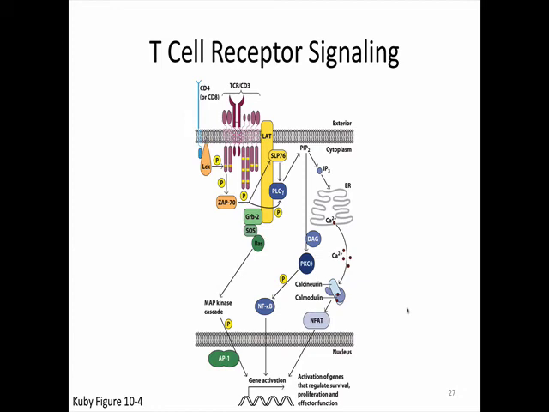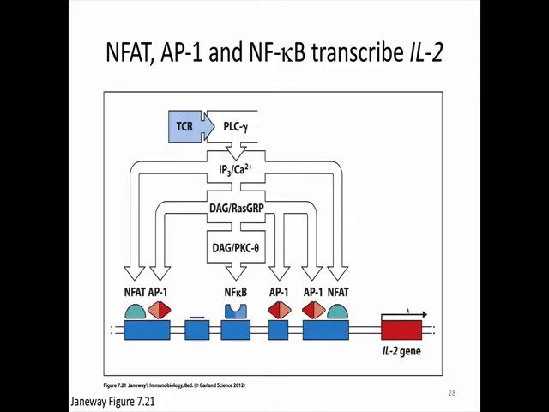IP3 will induce calcium release from the ER, which will then turn on calmodulin and calcineurin, leading to NFAT activation, and NFAT will go to the nucleus. We will also get DAG to turn on NF-kappa B, and NF-kappa B will go to the nucleus. And in the end, happily for us, we now have NFAT, AP1, and NF-kappa B all working together, and we can turn on IL-2, which is the first part of really starting our T cells response.